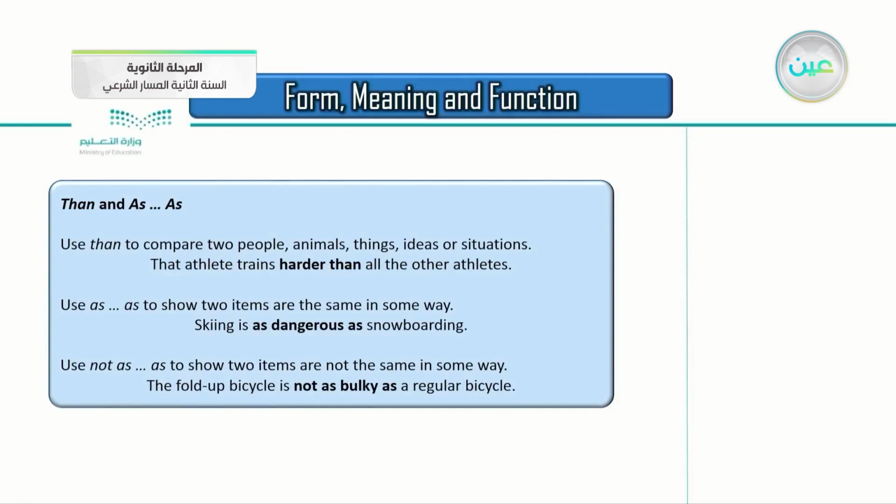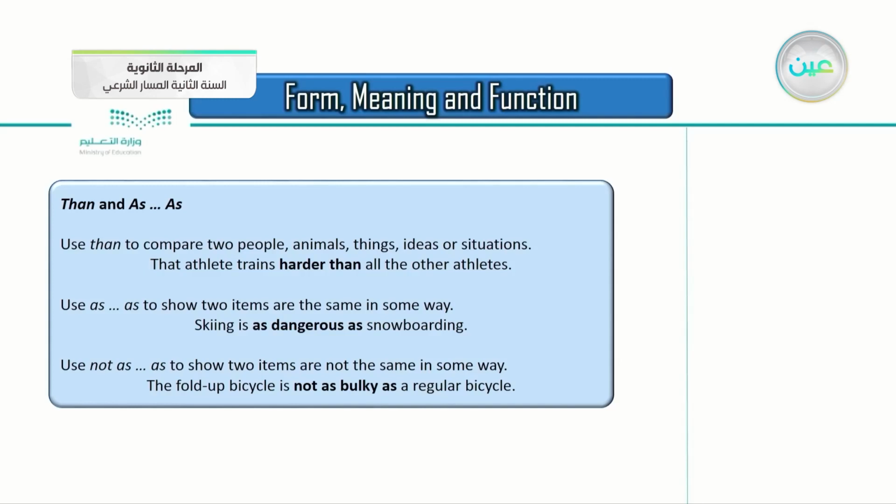Than and as. We use than to compare two people, animals, things, ideas, or situations. The athlete trains harder than all other athletes. We use as to show two items are the same in some way. For example, skiing is as dangerous as snowboarding. Which means that skiing and snowboarding have the same level of danger.